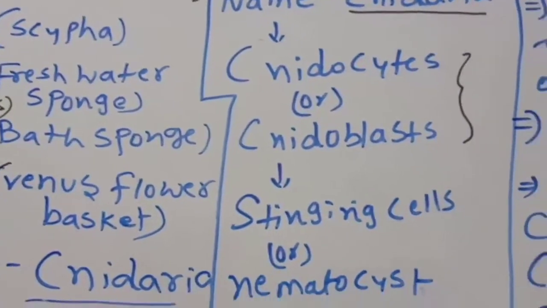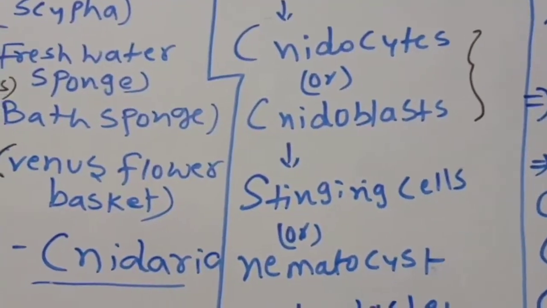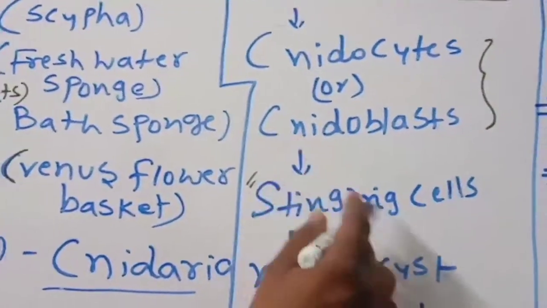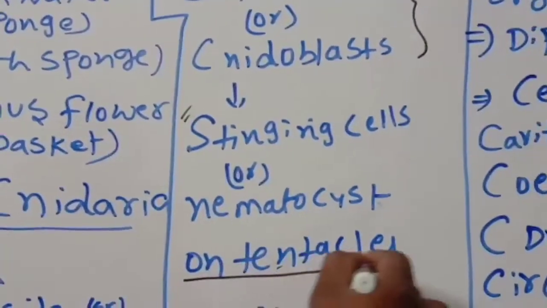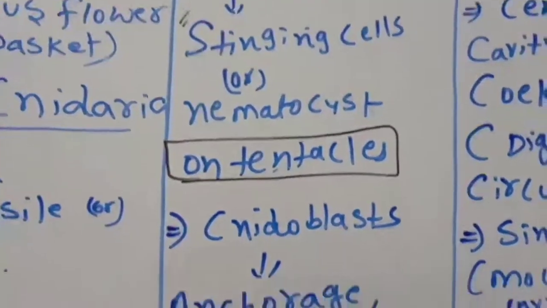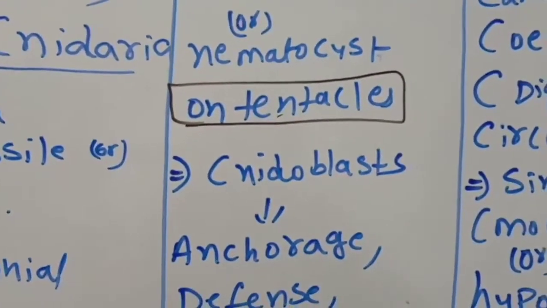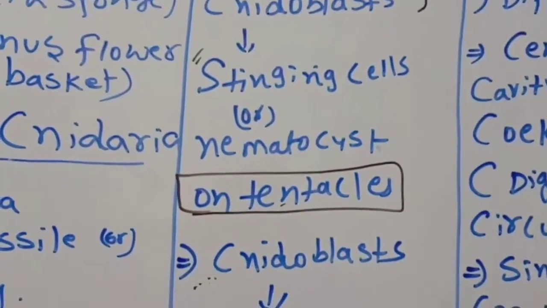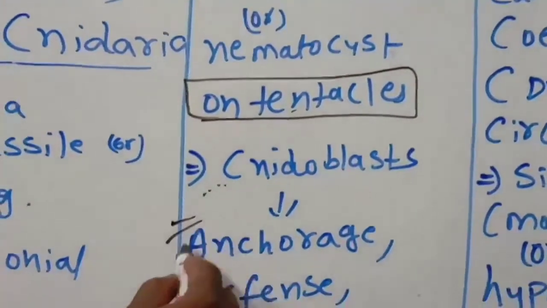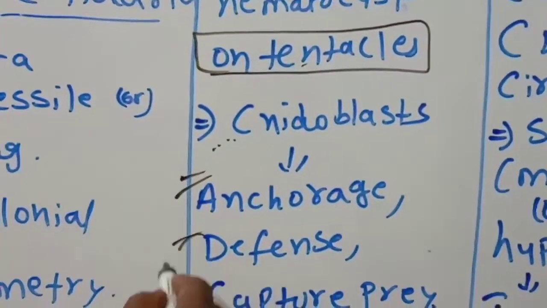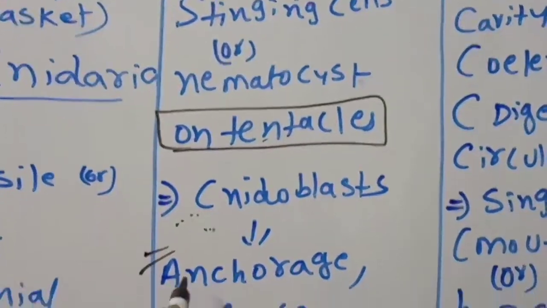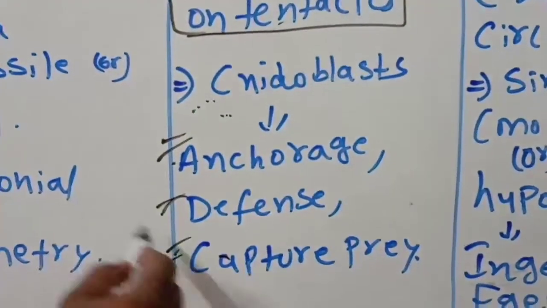So these cnidoblasts contain what are called stinging cells, the nematocysts, on the tentacles. You know very well, tentacles are present in the cnidarians. What is the function of the cnidoblast? The cnidoblast is helpful for anchorage, meaning connecting with other substances, for defense, to protect themselves, and to capture the prey for food. Cnidoblasts are helpful for anchorage, defense and capturing the prey.